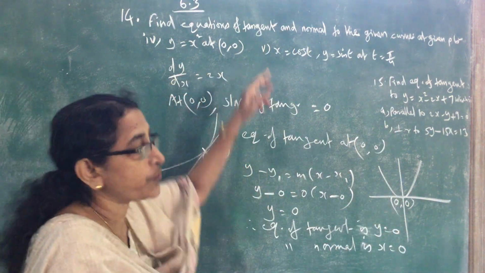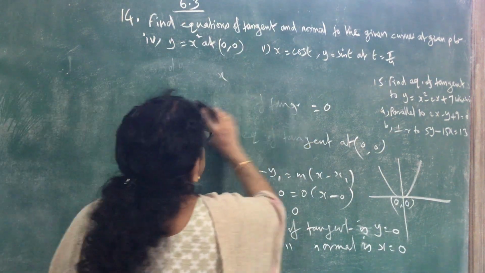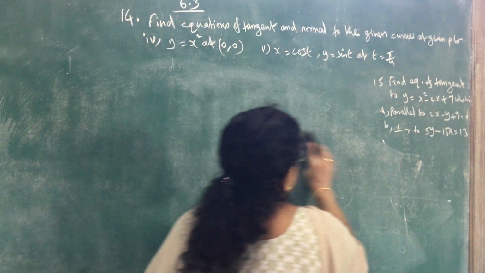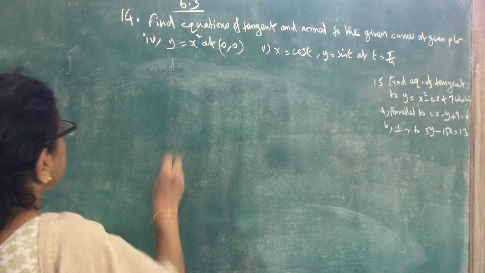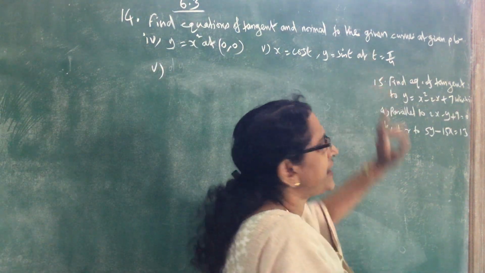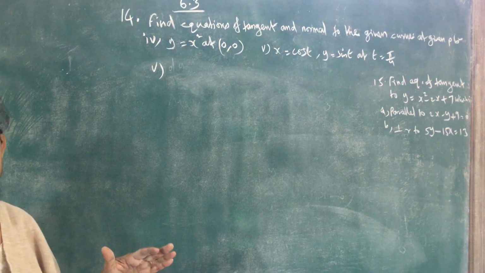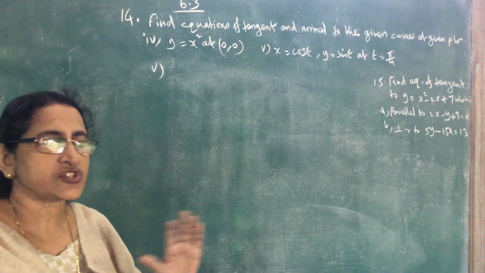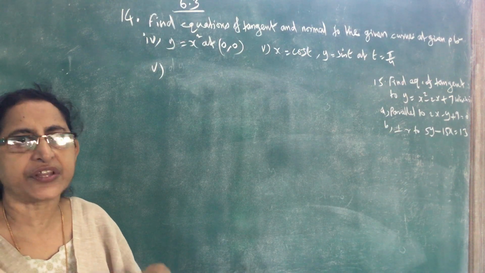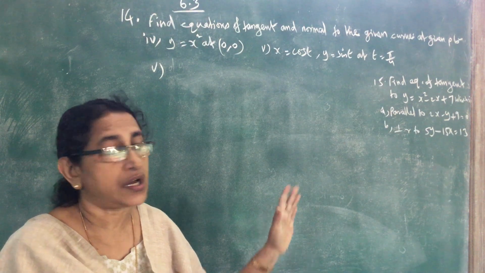Now next one, the fifth one. x equal to cos t, y equal to sin t at t equal to pi by 4. We want to find the equation of tangent and the equation of normal. In the same way, for the equation of tangent we want to know the slope of the tangent and the point. The point is given. This is the parametric form. This is very important. Parametric form.